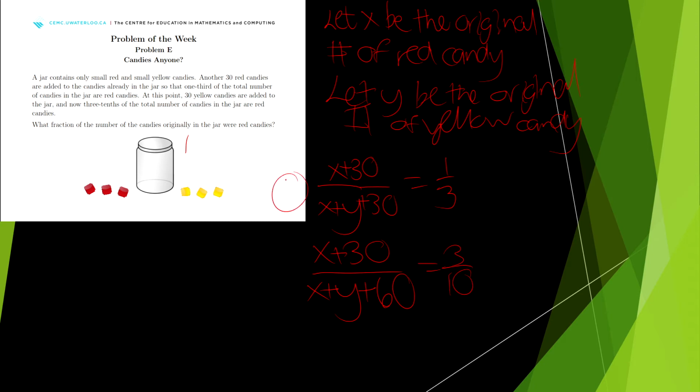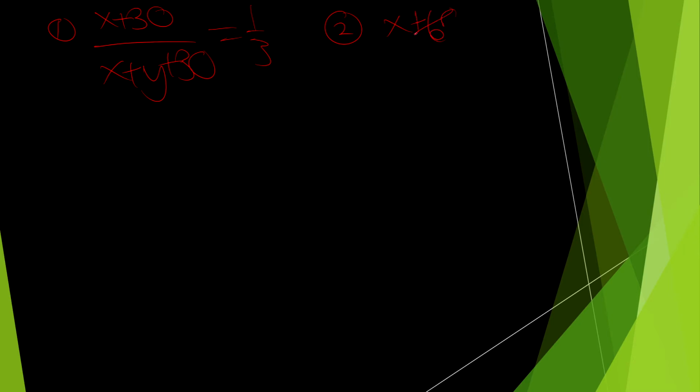So we have equation number 1 and equation number 2, and it's basically just a simple system of equations. Really, the only maybe challenging part was actually developing the system. So let's go solve this. Let me rewrite them both on this page again. This is the first equation, and this is the second equation. It's x plus 30 over x plus y plus 60 equals 3 over 10.